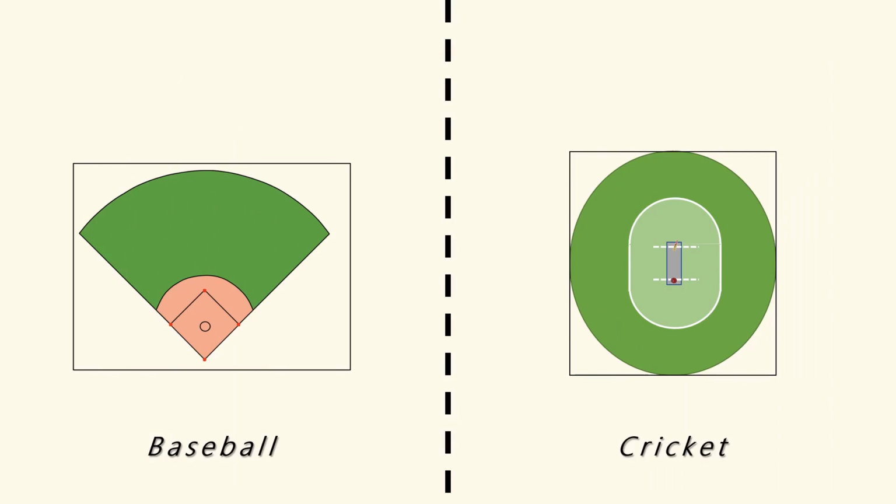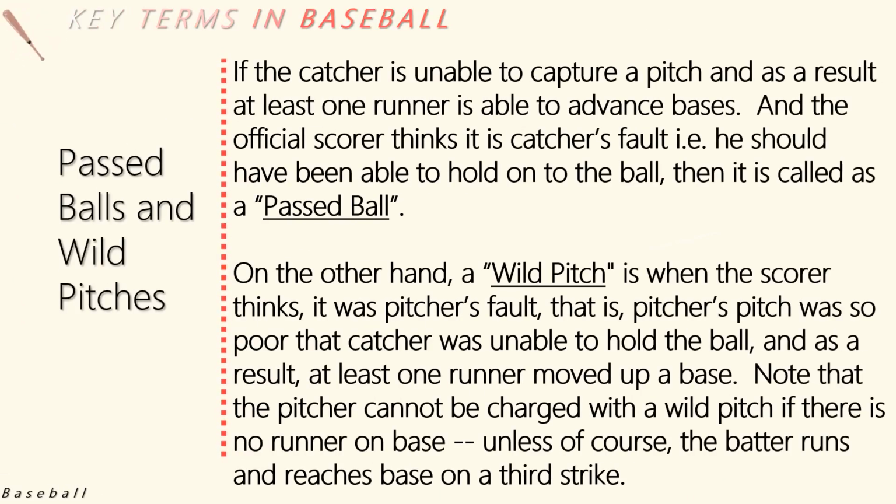Let us now talk about some key terms in the game of baseball. Let's start with passed balls and wild pitches. You can read about them on the screen, but basically it means that the catcher does not catch the ball and the runner is able to advance to the bases. If it is the catcher's fault, then it is called a passed ball. And if it is the fault of the pitcher, that is, he threw the ball so that it could not have been caught, then it is called a wild pitch.